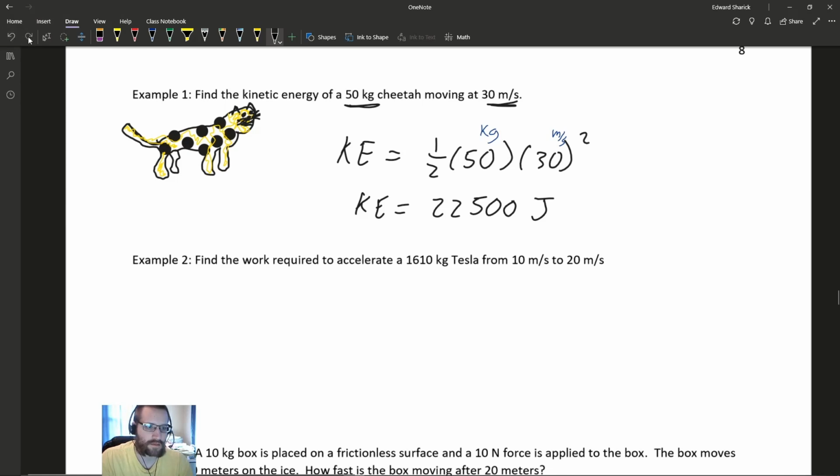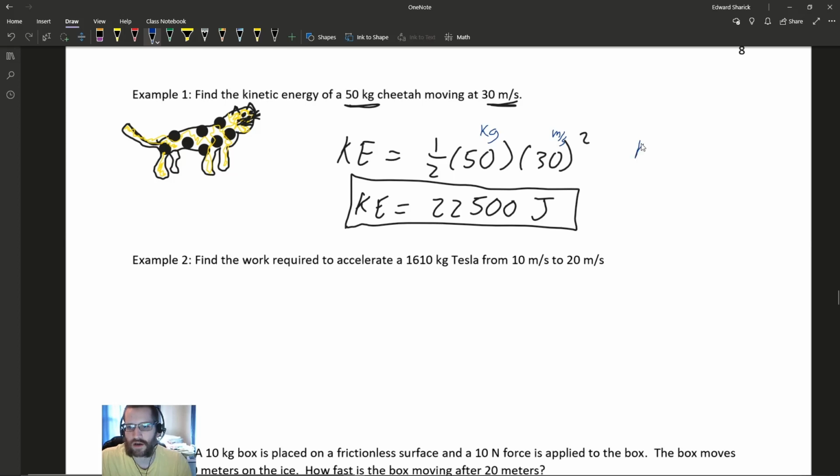Now, how did I get this unit of joules? The meters per second gets squared, if you recall that. So this is kilograms meters squared per second squared, which is a mass times acceleration times a distance, which in our case is our force times the distance, which is work. So units of joules. Now, this is a derived unit, but the units do work out.